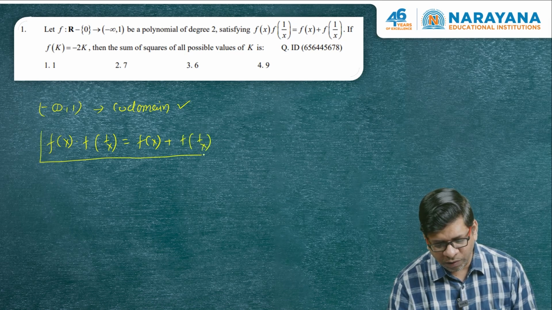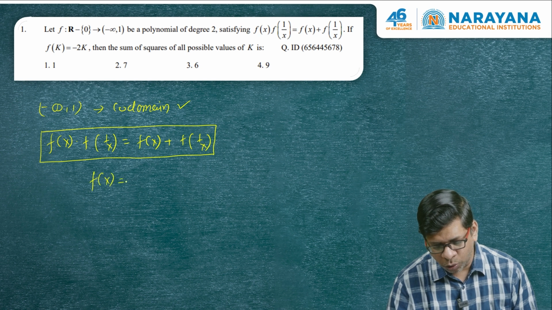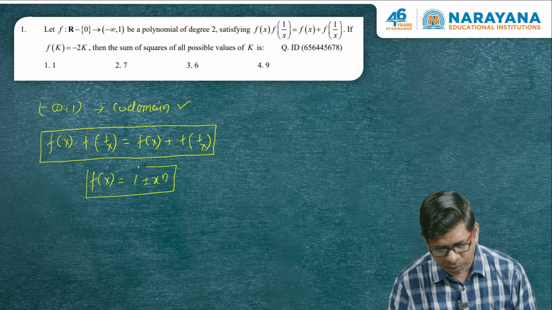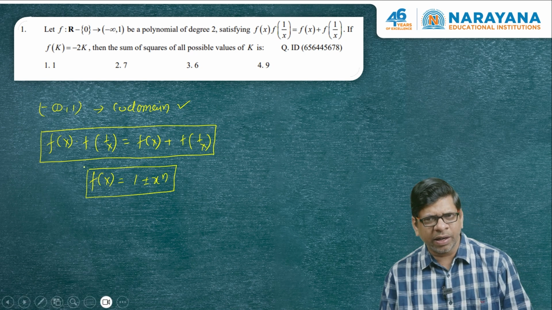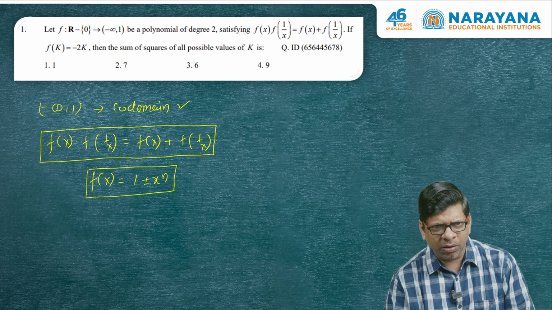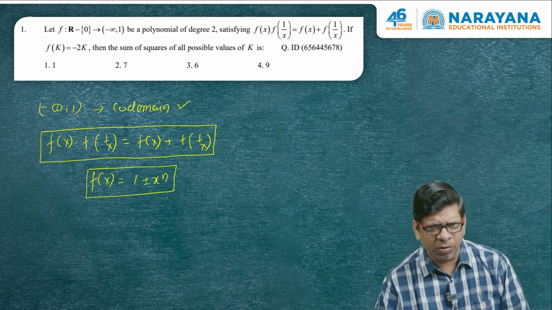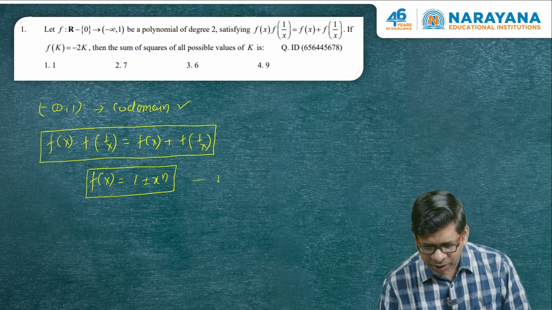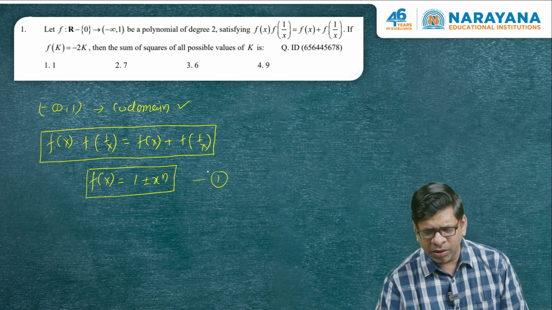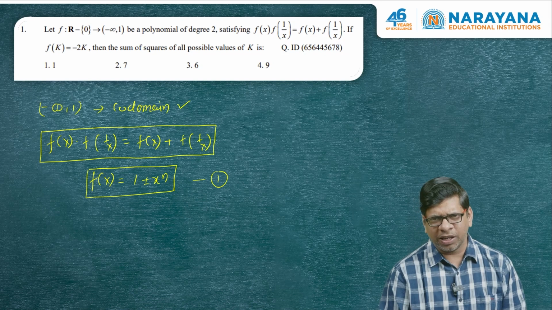When this functional equation is satisfied by a polynomial, there are only two such polynomials, 1 plus or minus x power n. Standard result. We can derive it also. We can take any type of polynomial, substitute the values and check, and only the leading term and the constant term will be left, the remaining all will become 0. As it is a standard result, already asked previously in JEE, let us use it. f of x equals 1 plus or minus x power n.